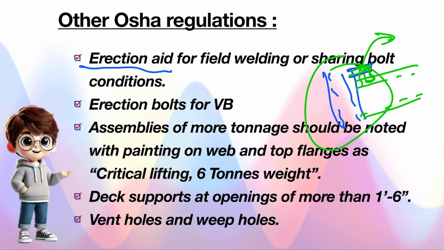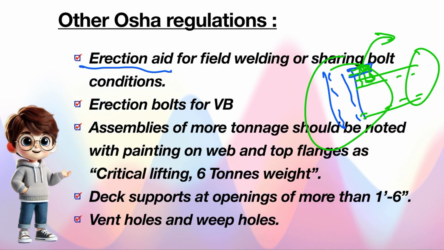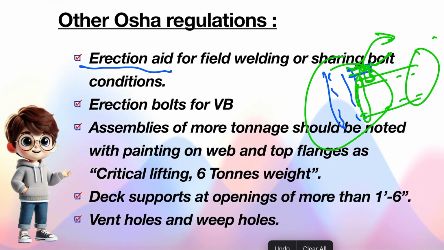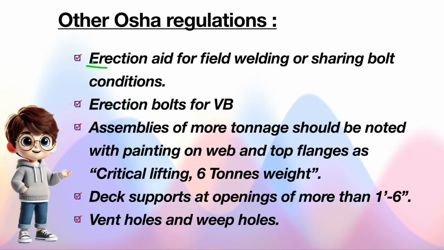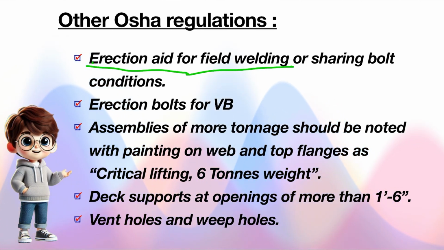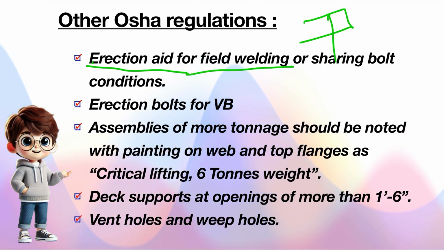The same condition will be repeated on the other end of the beam as well. After providing these erection bolts, he will weld the beam all around, and then he will remove this erection bolt and he will remove these tabs also. So these are the erection aids for field welding conditions usually. It may not be only these tabs, it may be something else also. Depending on the condition and the erector's preferences, we will use the erection aids.